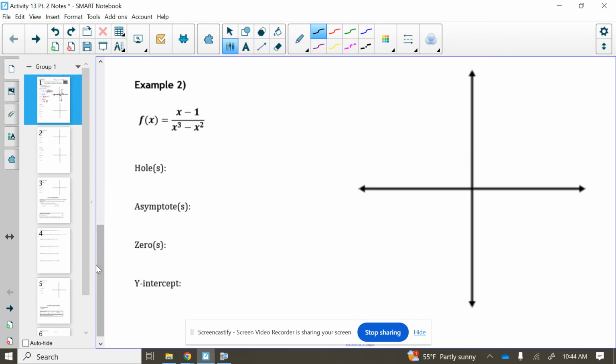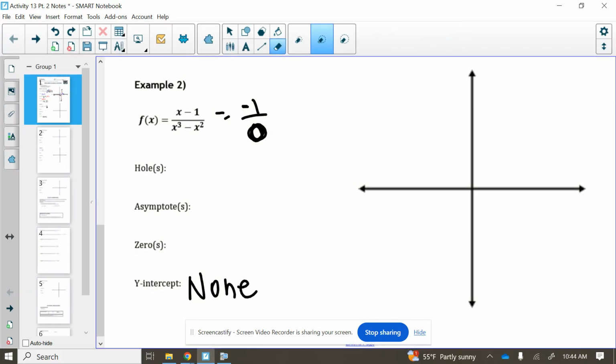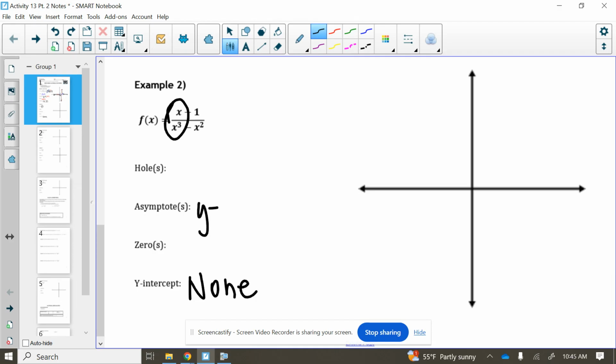In the next example, again, if we start plugging in some points such as 0, we notice that on this one we would have negative 1 over 0. Anytime you divide by 0, that's going to cause an issue. So on this particular example, there is not going to be a y-intercept. And we also notice again that we have a horizontal asymptote at y equals 0 because the degree of the denominator was bigger than the degree of the numerator.